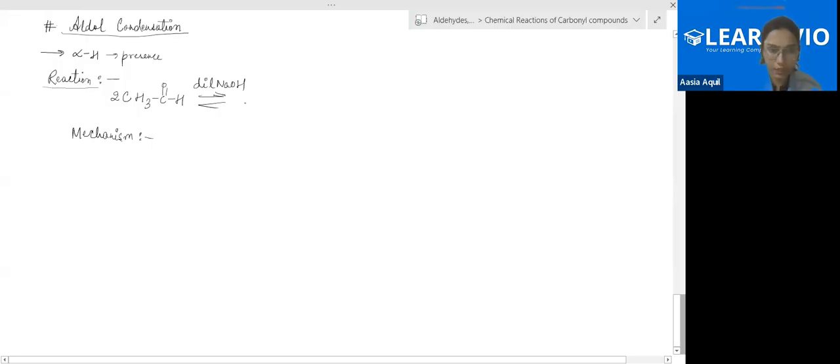First, you have to check that. If there is no alpha hydrogen, then the reaction will not proceed. Then the aldol condensation will not happen. And again, here 2 moles of aldehyde or ketone are needed. First you will get aldol. What is aldol? Today we will see the proper mechanism. What will happen?